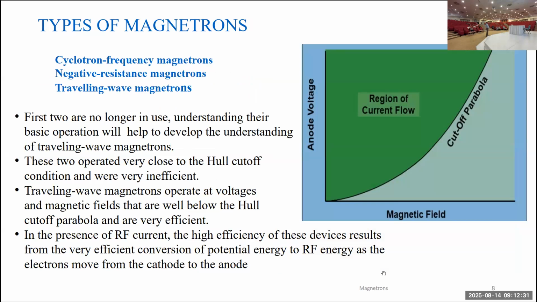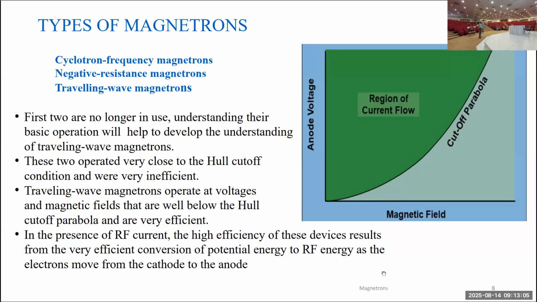There are three types of magnetrons. The first one is the very initial stage of magnetrons when they were developed: the cyclotron frequency magnetron. The second one is the negative resistance magnetron, and the third one is the traveling wave magnetron. The first two are no longer in use, but understanding their physics will help us understand the basic phenomena or physics of the traveling wave magnetron.